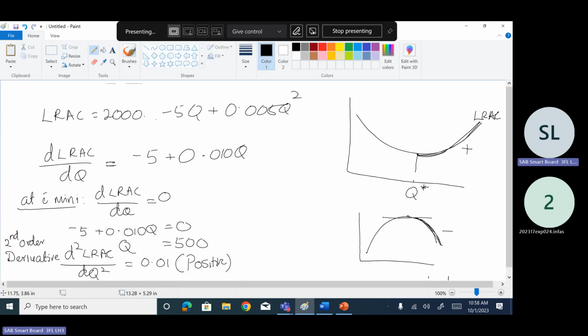Now here, for average cost we always try to minimize, we try to find the minimum point. So if the second derivative is positive, that means this particular output level is the long run average cost minimizing output level.